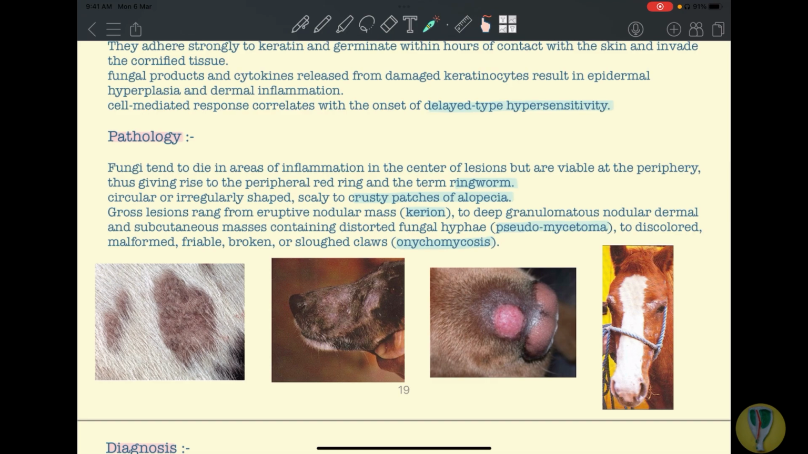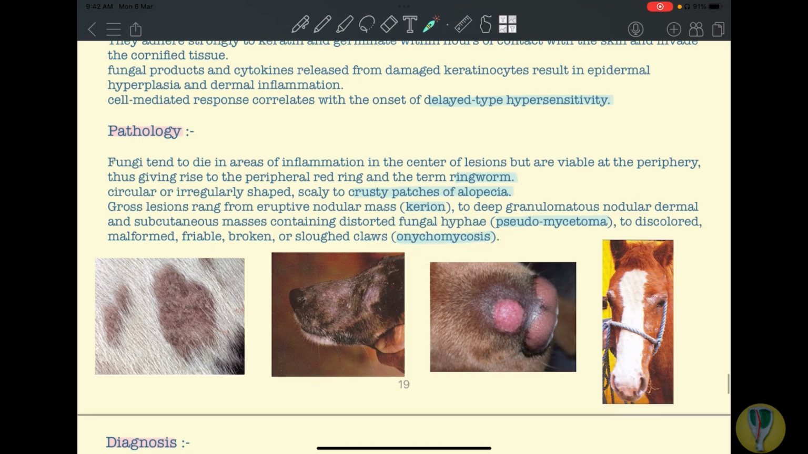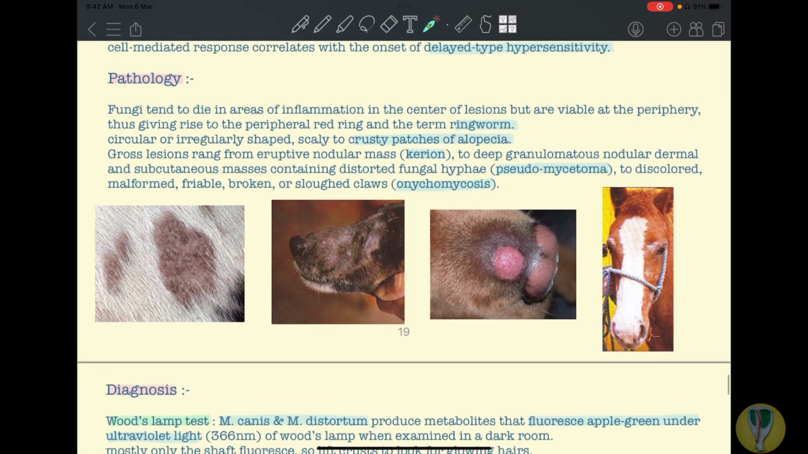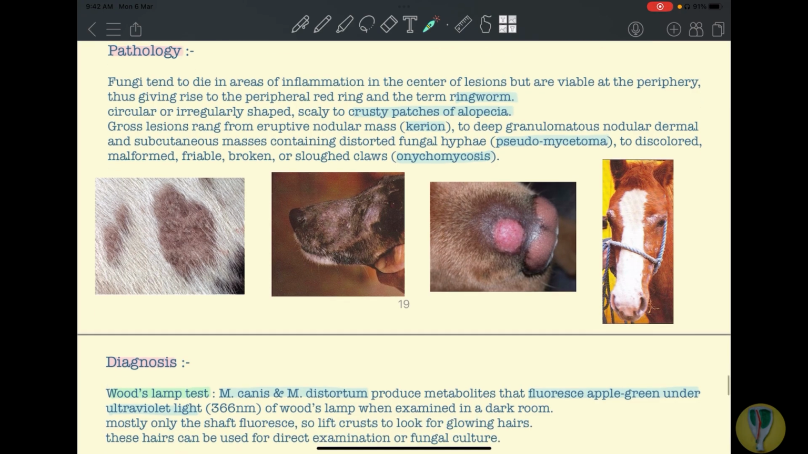Then we have a very important lesion in dogs, that is kerion. So they are eruptive nodular masses, so this lesion here is called a kerion. Then there are also some masses containing distorted fungal hyphae called pseudomycetoma. And there's also infection of the nail beds and nails, that is called onychomycosis. So onychomycosis is fungal infection of nails. This is also very important. And of course, scaly patches or crusty patches of alopecia are seen in all species.